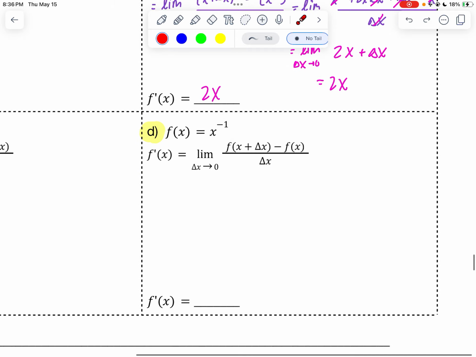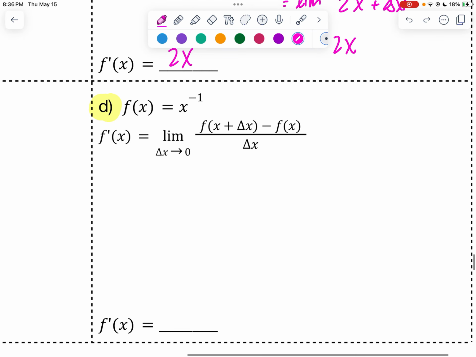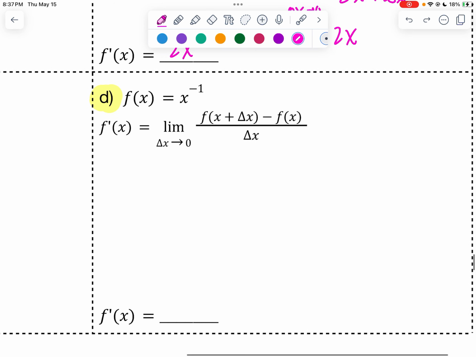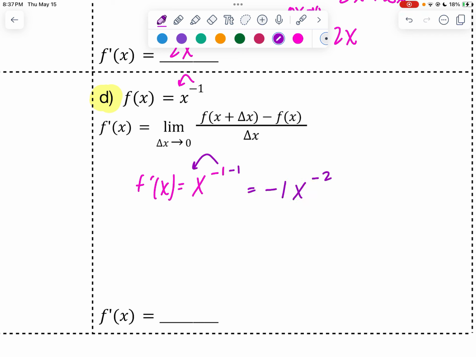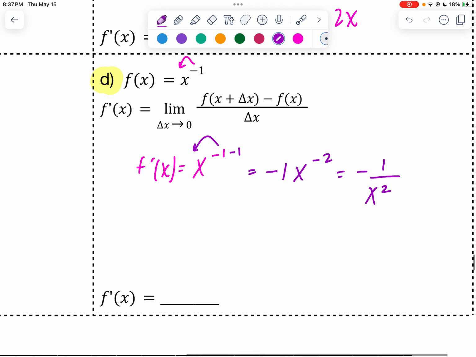Same thing if I was doing part D, right? Again, if I were to go through the motions, we don't even have to do it. Let's just go ahead and call it from there. I'm going to put the negative 1 out front. If I rewrite it, f prime of x is equal to x to the negative 1. I'm going to put the power up front and subtract 1. So we get negative 1 times x to the power of negative 2, negative 1 over x squared. So this would be your new f prime of x.